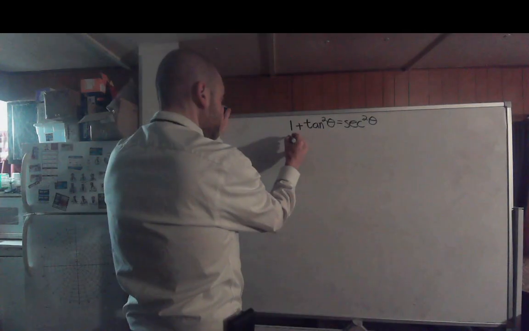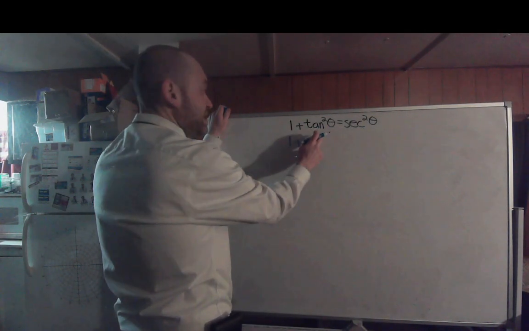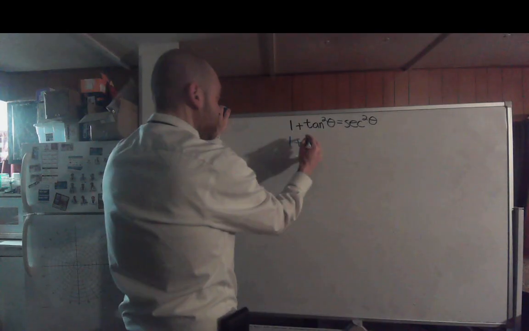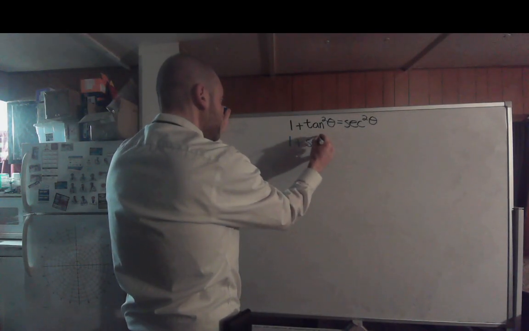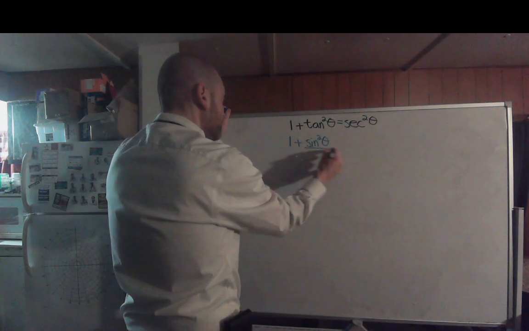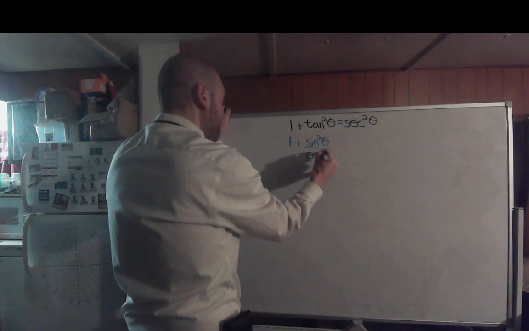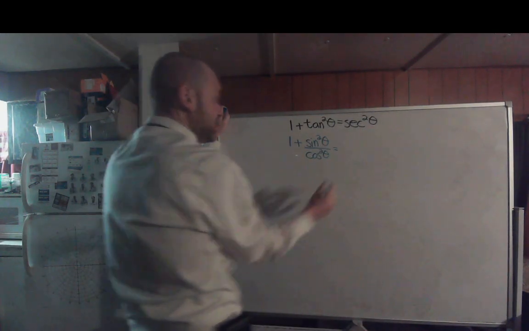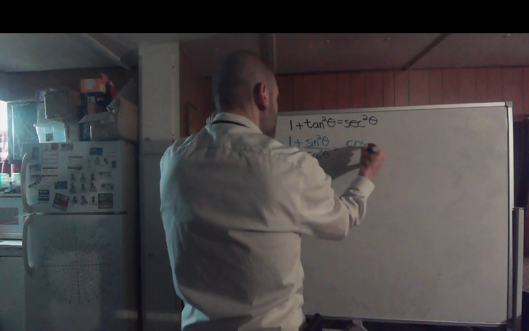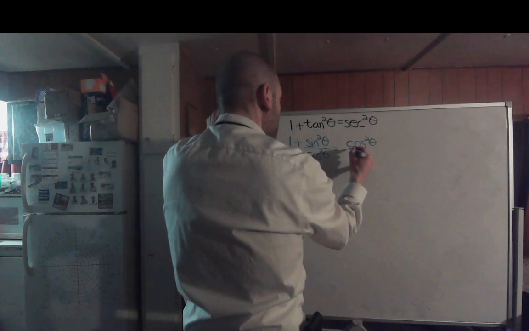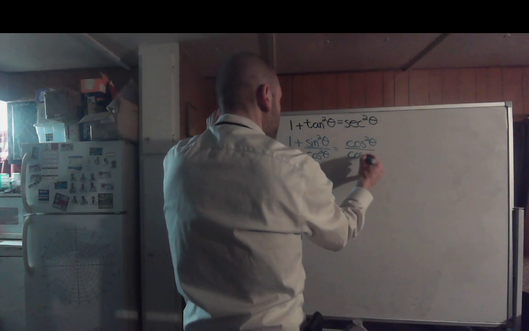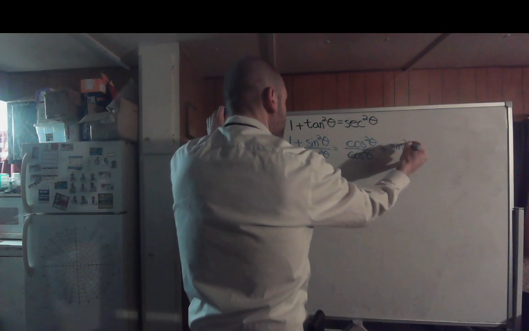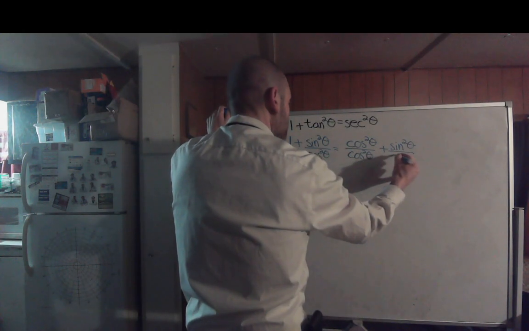Well, alright, so let's take 1 plus, now what is the tangent squared of theta? Well, what's tangent in terms of sine and cosine? It would be the same as the sine squared of theta all over the cosine squared of theta, right? Which, if we simplify this side, you want to get the same denominator, you would end up getting cosine squared of theta all over cosine squared of theta plus sine squared of theta all over cosine squared of theta.